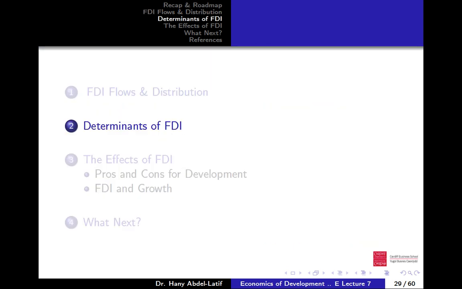Next, if we understand that FDI is a large resource, although the distribution is uneven, some countries are not really successful at attracting enough FDI, while others are relatively more successful. Whatever the case is, we should ask ourselves the question: why? What are the motives? Why would foreign investors take their money and go abroad?